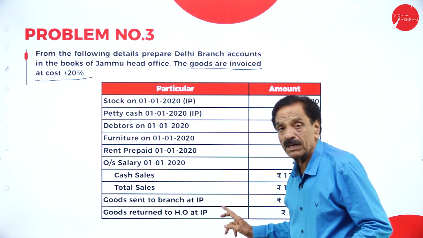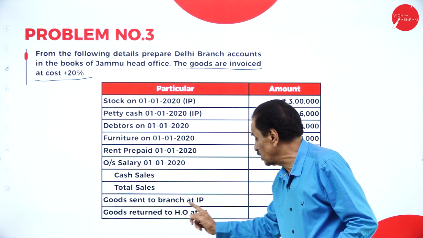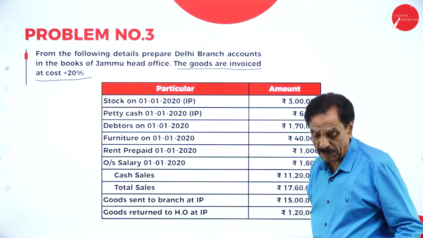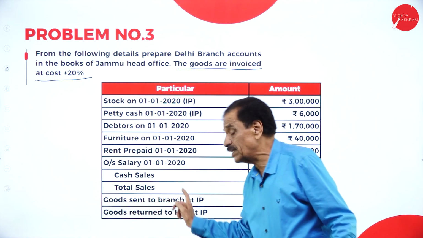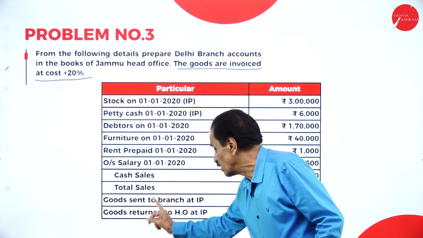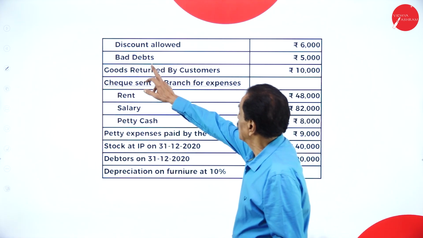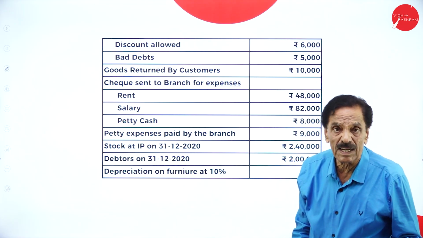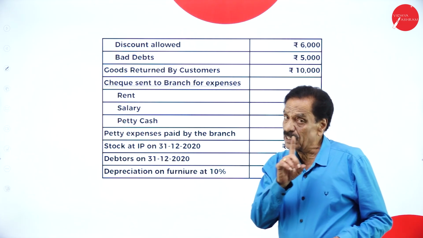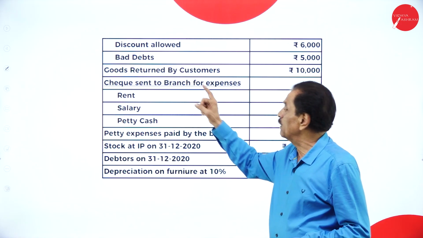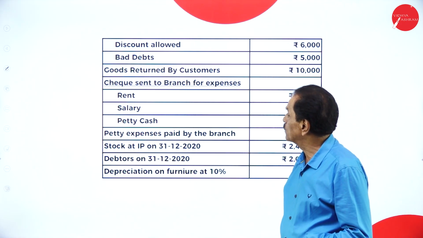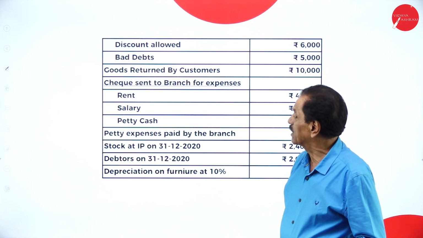Goods sent to branch will come on the debit side. Goods returned to head office will come on the credit side. Goods sent to branch will come on the debit side. Then discount allowed will come in the debtor account. Bad debt will come in the debtor account. Goods returned by customers is nothing but sales return, that will come in the debtor account.